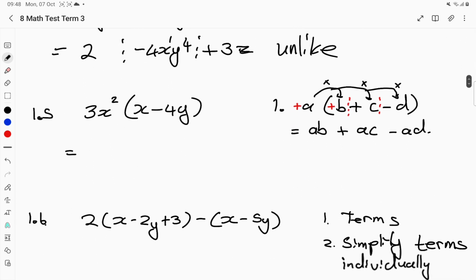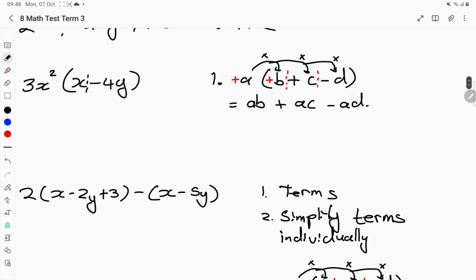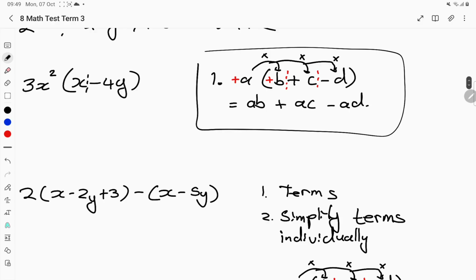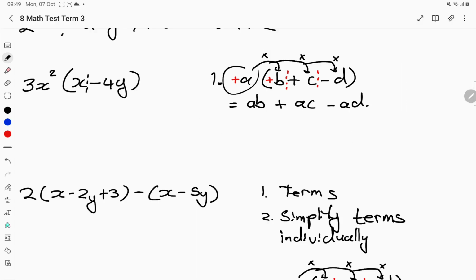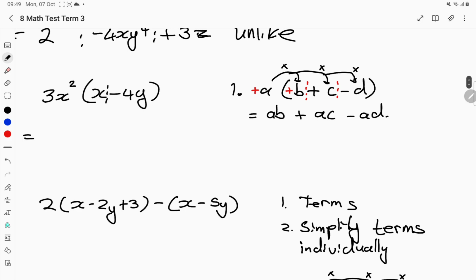All right. So looking at 1.5, we have a question over here. We have a 3x squared, and in brackets there's some type of, like, 2 terms in this bracket over here. So what we do with these is the term outside, or the component outside, will be multiplied to every single term within the bracket. Every single one gets multiplied.